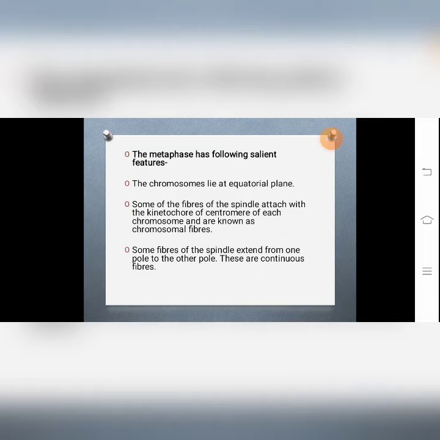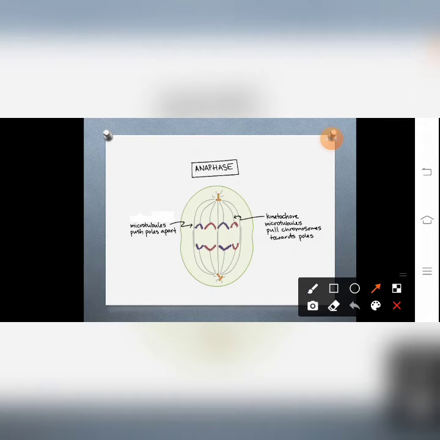Now we'll see the next stage called Anaphase. Okay, so this is the diagram of Anaphase. What happens in Anaphase is, see, this is the chromosomal spindle fiber, this is the continuous spindle fiber. Clear? So here the chromosomal spindle fibers start to pull the chromosomes towards the pole.